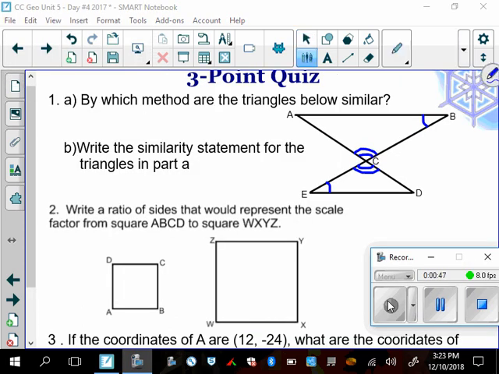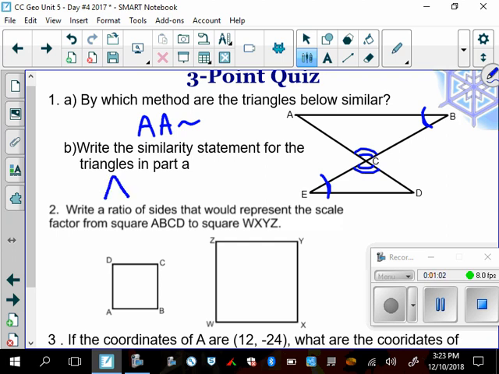Okay, so in both of these triangles, we have one set of congruent angles and then a set of vertical angles. So this would be angle-angle similarity. And it says, what would the statement be in part A? So this is where we have to be careful that we're using corresponding parts. So E would correspond to B, C would correspond to C, and D would correspond to A.